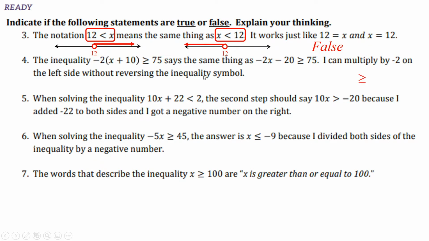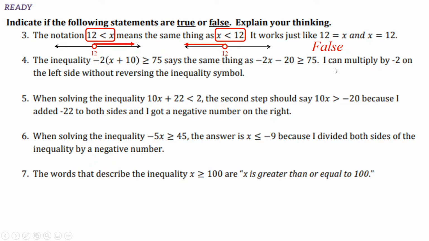Let's see, did I go on to 4 already? I did. Okay, number 4. The inequality -2 times the quantity x plus 10 is greater than or equal to 75 says the same thing as -2x minus 20 is greater than or equal to 75. So it looks like they manipulated the left-hand side of this inequality. Let's see if that works.